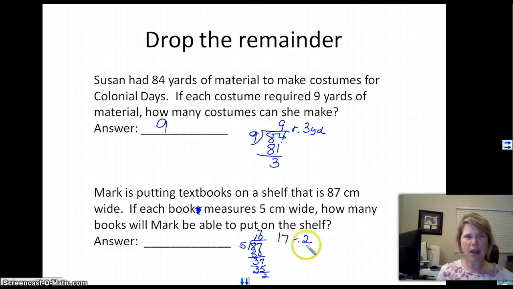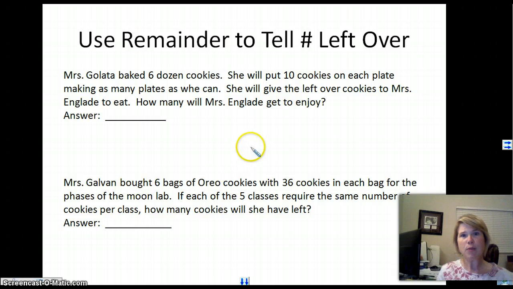The question is, can I put the 18th book on there? No. The 18th book would be too wide. I only have enough room for 17 books. So that's why we drop the remainder of 2 and say that we can only fit 17 books on the shelf. Okay? Let's take a look at how we use the remainder to tell the number of leftovers.